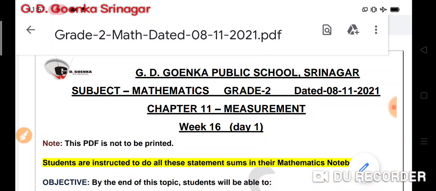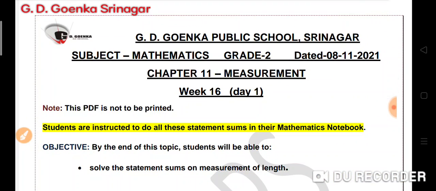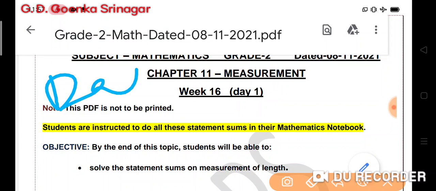Dear Goinkins, today you have to do these statement sums in your mathematics notebook. You will open your mathematics notebook, mention the date on the top, and your topic will be statement sums. And remember, these statement sums are to be done neat and clean in your mathematics notebook.